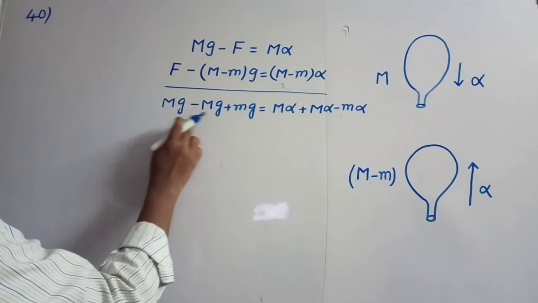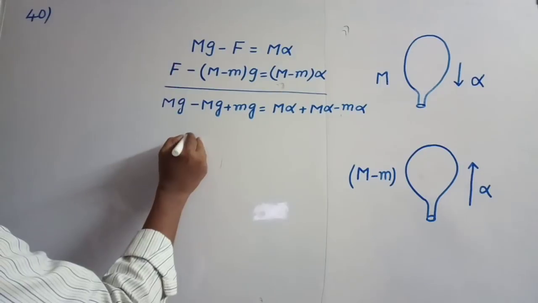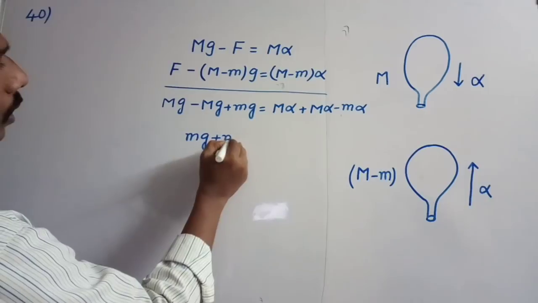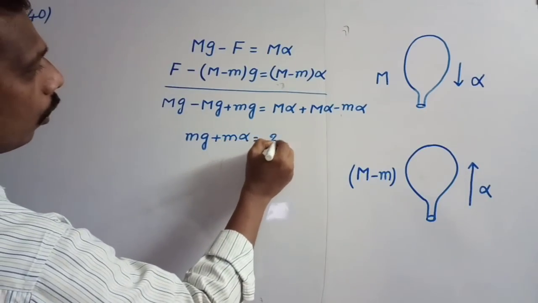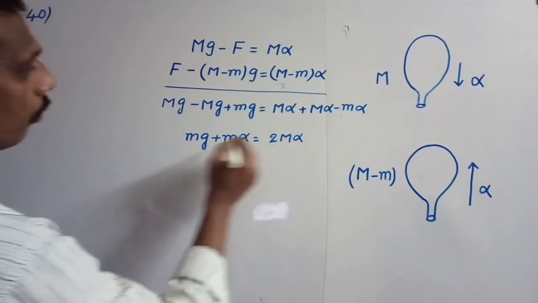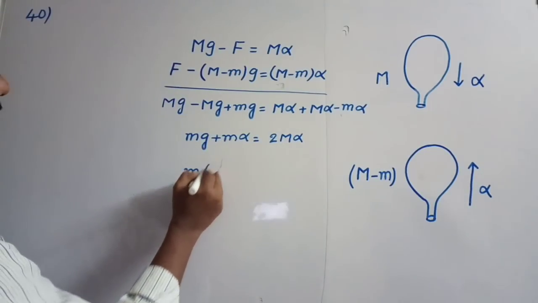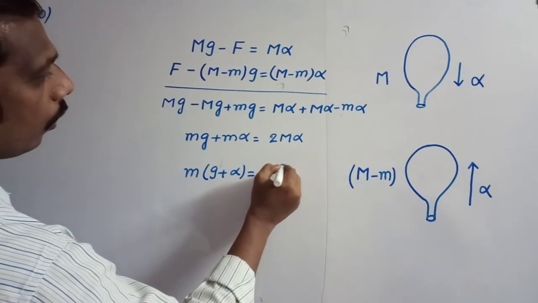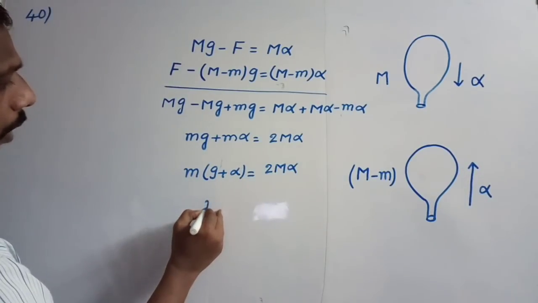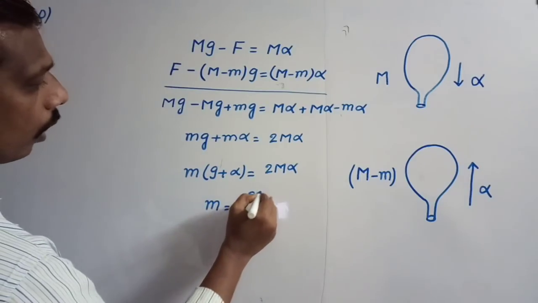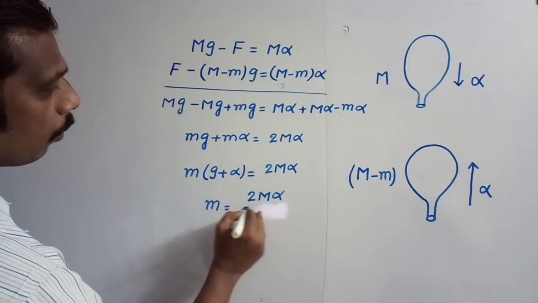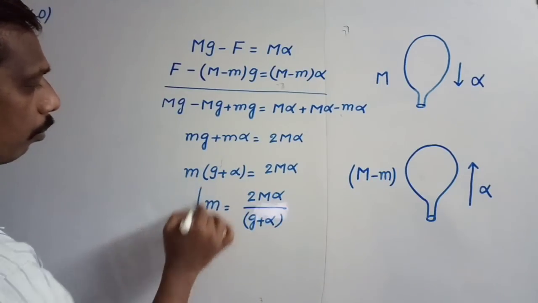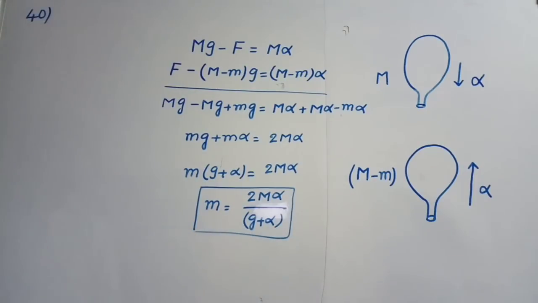Here plus mg minus mg get cancelled. This minus m alpha take this side, plus m alpha, is equal to 2 into M into capital alpha. From this you take small m common, then we get g plus alpha is equal to 2M alpha. From this small m is equal to 2M alpha by g plus alpha. This is the mass of the removed portion.